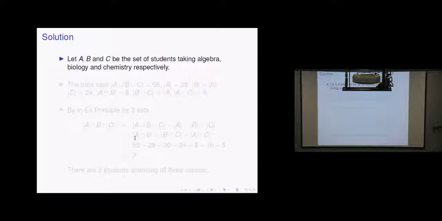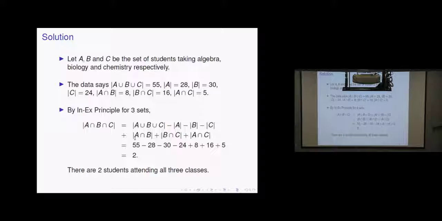So now we turn it into a mathematical problem. Let A, B, C denote the sets of students taking algebra, biology, and chemistry respectively, and then translate the data. I won't do it again. Now, by the inclusion-exclusion principle, you move terms around, you get what you want, which is A intersect B intersect C, equal to the 6 terms, with plus and minus. Now just plug in numbers, you get 2. If you know what you are doing, it's fairly simple.